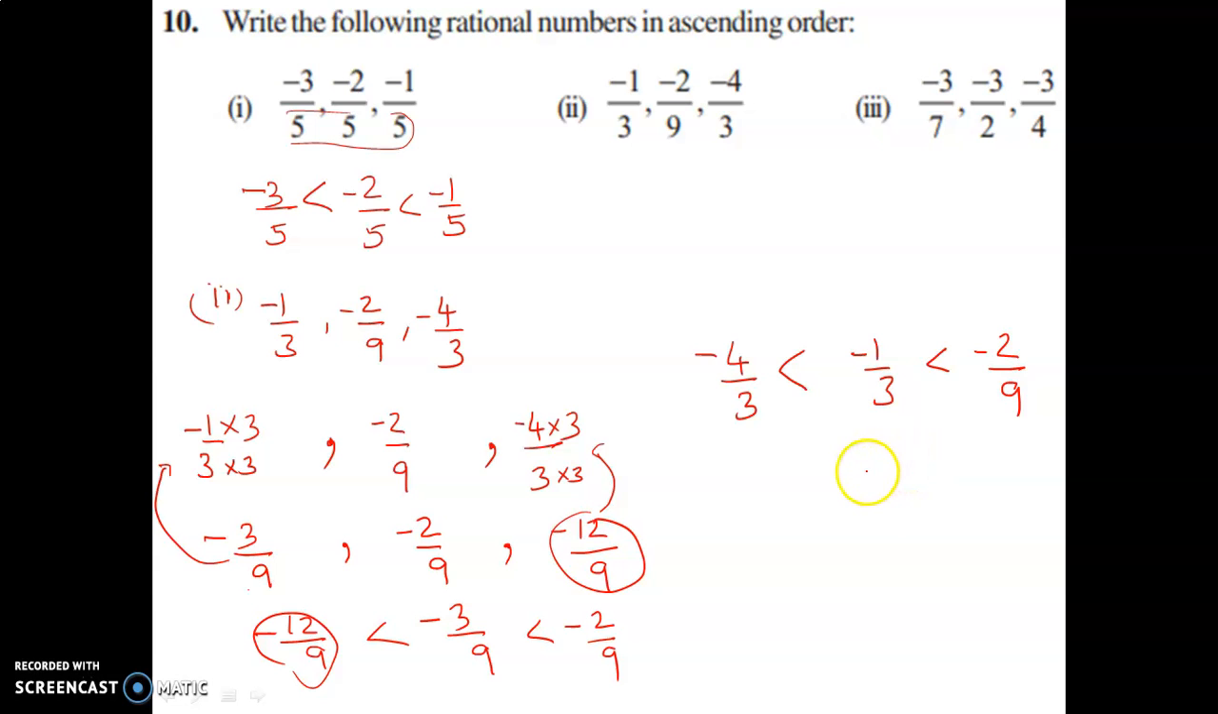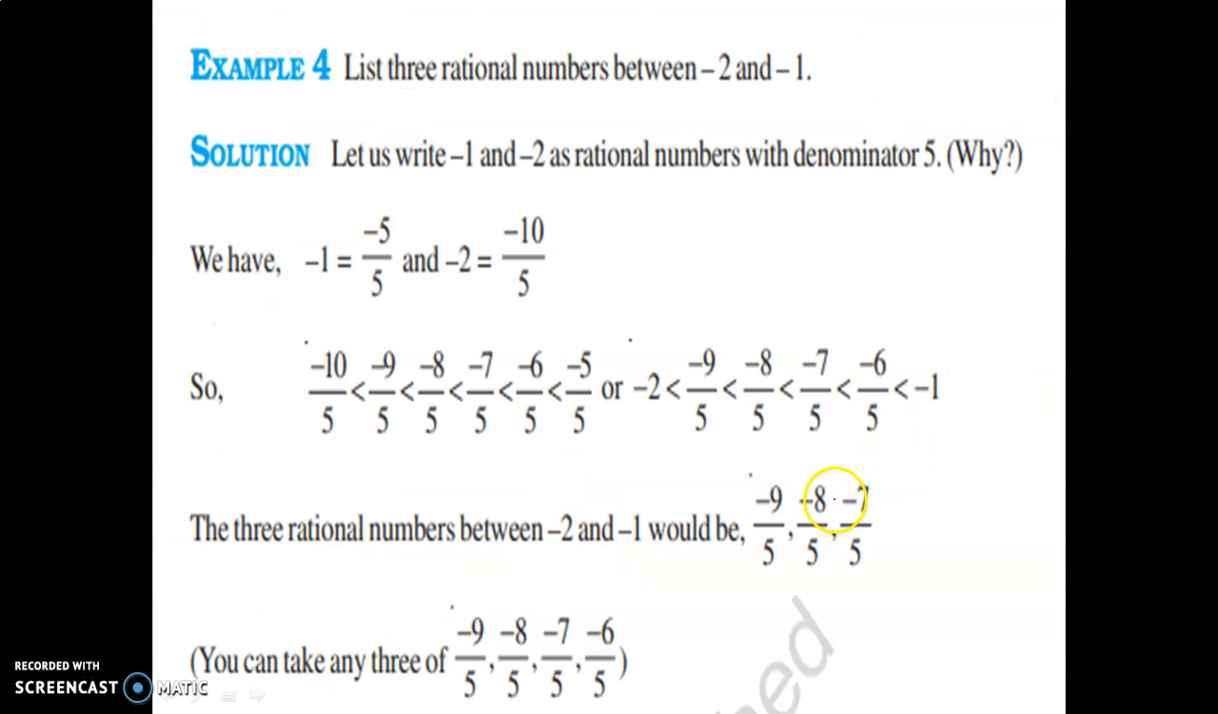Is it clear, children? Now we are going to learn about a new concept that you will have even in class 10. Okay, list 3 rational numbers between minus 2 and minus 1. As they have asked for 3 rational numbers, we know that between minus 1 and minus 2, I have to find 3 rational numbers. We will have many rational numbers between them.